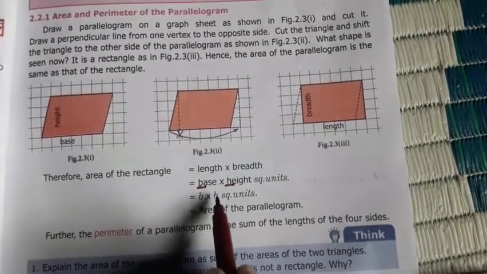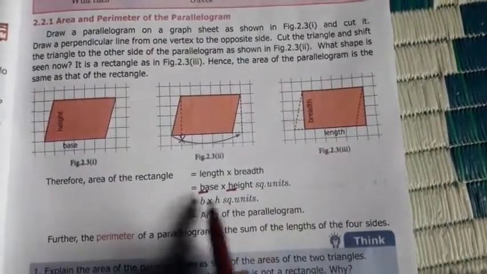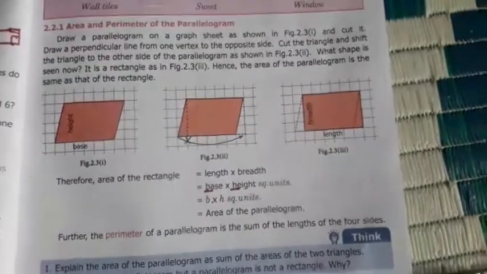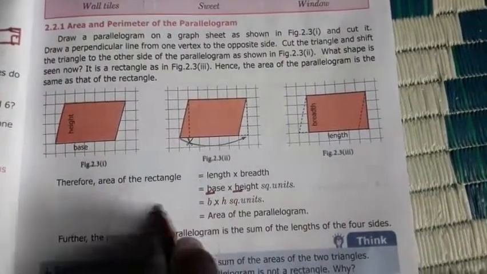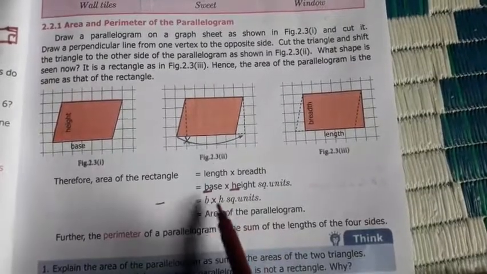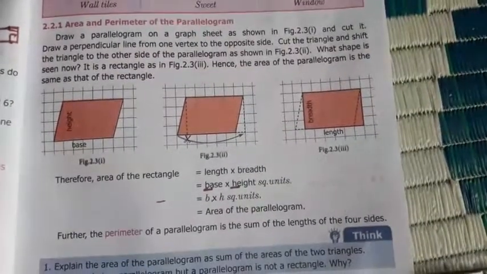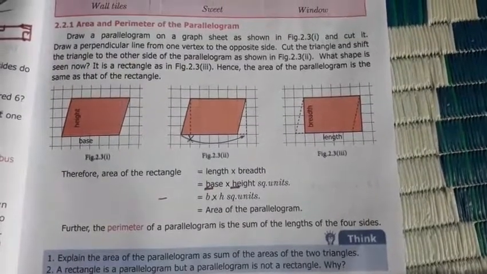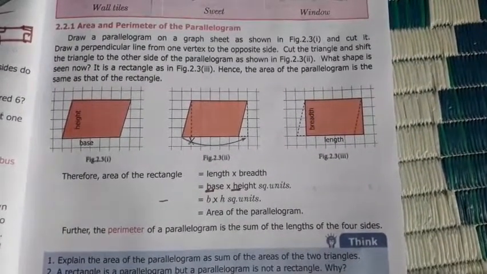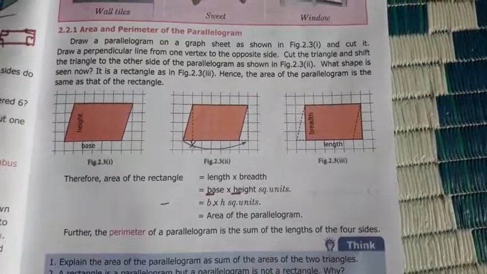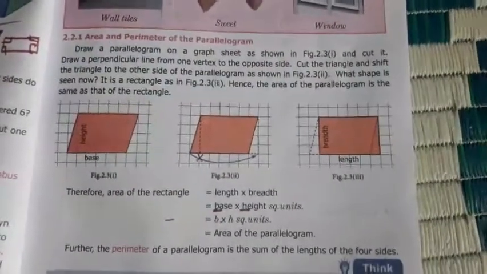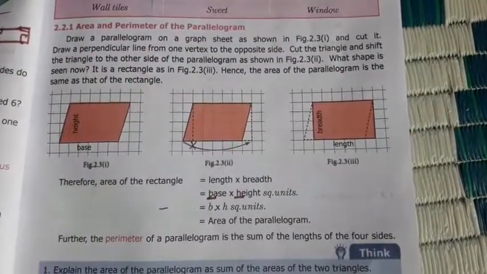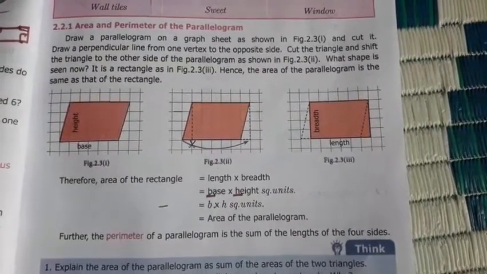Therefore, area of the parallelogram is B into H square units. Already I said this at the beginning of this chapter. Next, the perimeter of a parallelogram is the sum of the lengths of the four sides. This also we said at the beginning of this chapter.